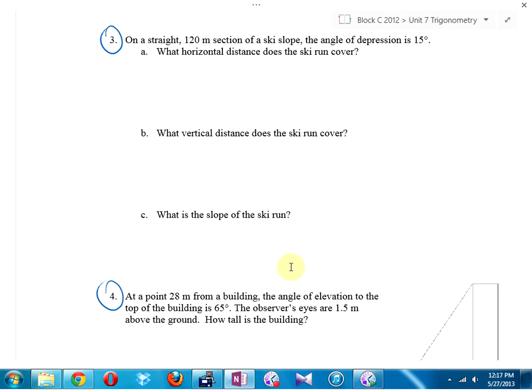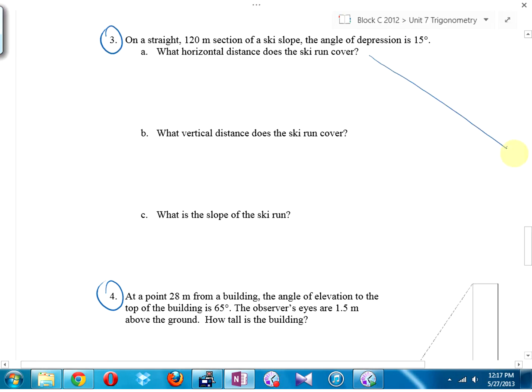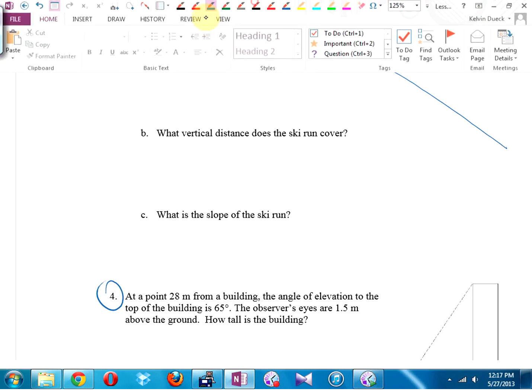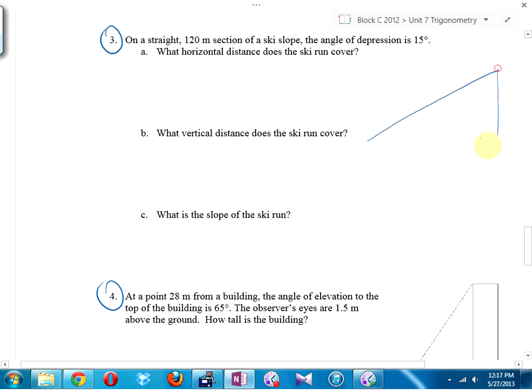Who asked me number 3? Was it Darian? Okay. Darian, I'm going to guess that you did something like this. Ski slope. You might have drawn yours slanting upwards. I don't know. Let's draw it slanting upwards. So here's a ski run. They gave me the angle of depression, which is from your eye. That's what angle of depression is. What horizontal distance does the ski... Oh, it tells me that this is 120 meters long from here to here.